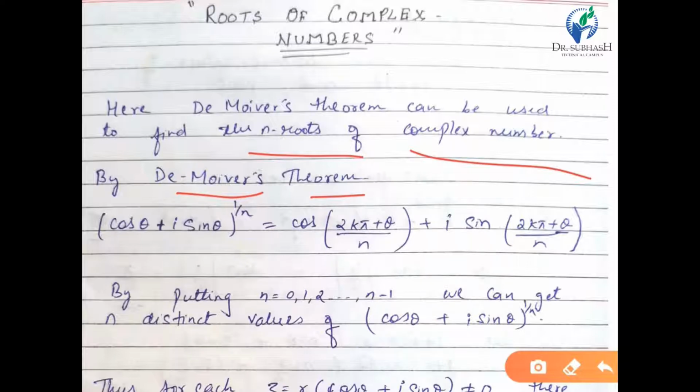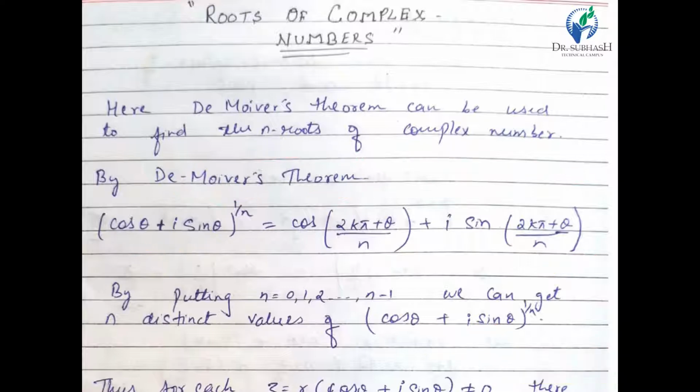De Moivre's theorem states that cos theta plus i sin theta raised to 1 by n, that is the nth root of the complex number, is equal to cos of (2k pi plus theta) upon n plus i sin of (2k pi plus theta) upon n. Now we substitute k equal to 0, 1, 2 up to n minus 1, and we get n distinct values of cos theta plus i sin theta raised to 1 upon n.